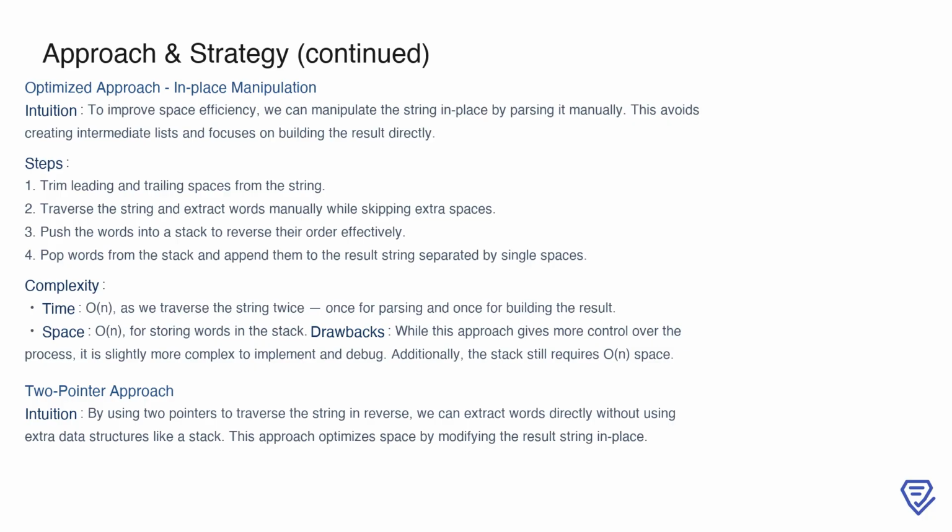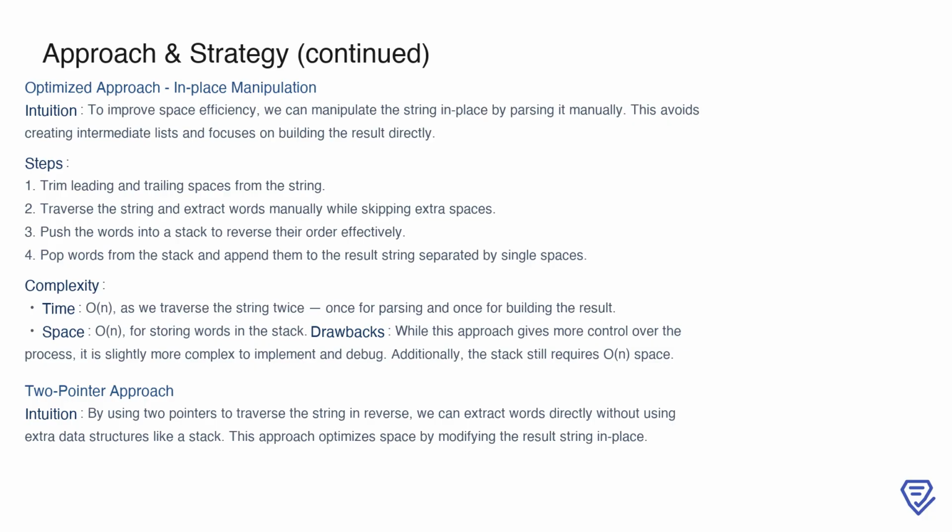This approach has the same time complexity of O(n), since we traverse the string twice, once to parse the words and once to build the result. However, it still requires O(n) space for the stack. While this method provides more control and reduces reliance on built-in functions, it is slightly more complex to code and debug.